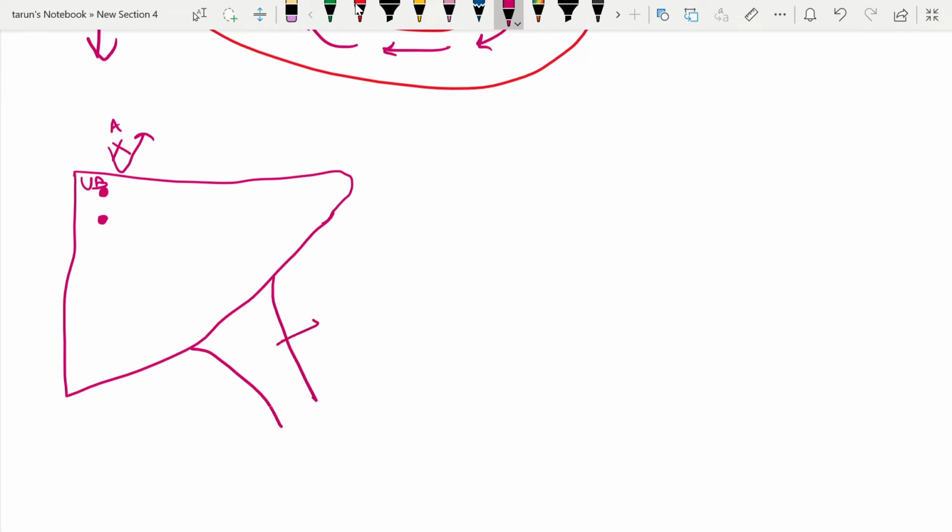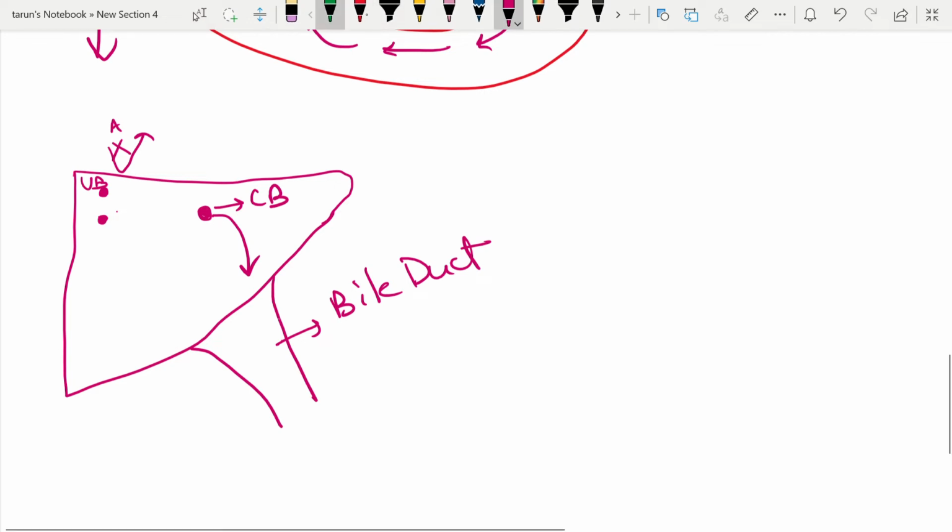This is the bile duct, and here the unconjugated bilirubin can come, but it has to be converted into conjugated bilirubin. So how does the conjugation take place? We will see now. This unconjugated bilirubin combines with the glucuronic acid.